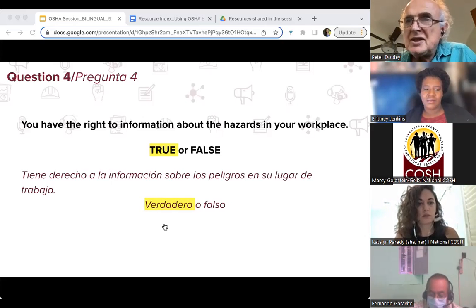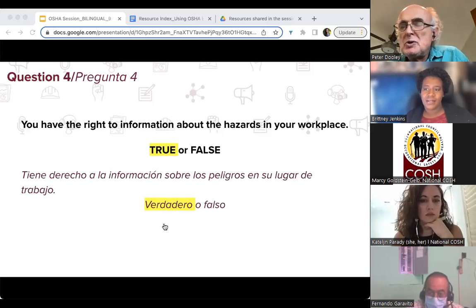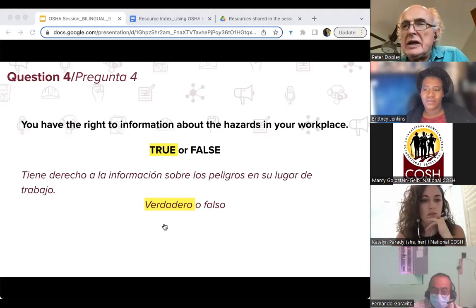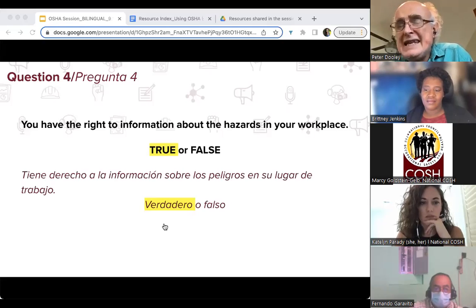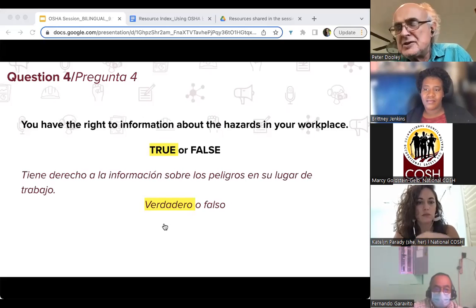So in fact, OSHA provides more availability for information that requires the employers to be providing workers with information about safety and health hazards more than any other worker labor law there is.